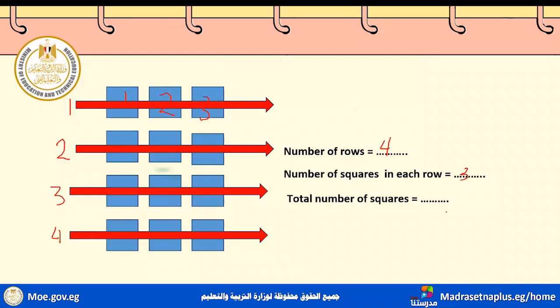How many squares does the array consist of? How many squares can you count? 1, 2, 3, 4, 5, 6, 7, 8, 9, 10, 11, 12. It's easy now to get the number of rows, the number of columns, the number of elements in each row or in each column. And finally, you can easily get the total number of the elements of the array.